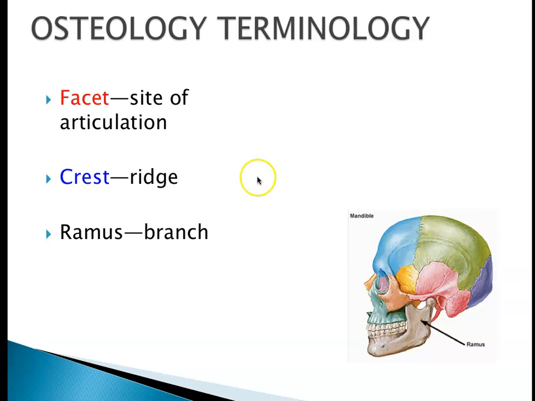Our next term is ramus, and ramus means branch. We can use the example here in the mandible where it is moving up and branching over to reach the upper portion of, or we should really say the lower portion, the inferior portion of our skull here.